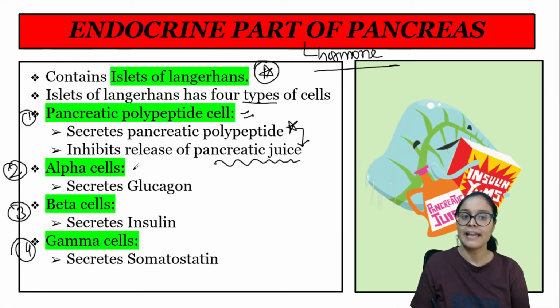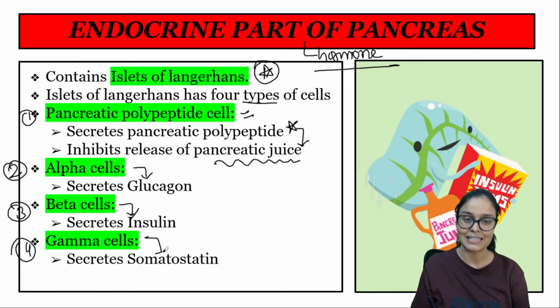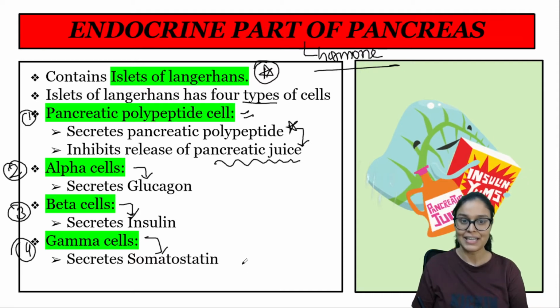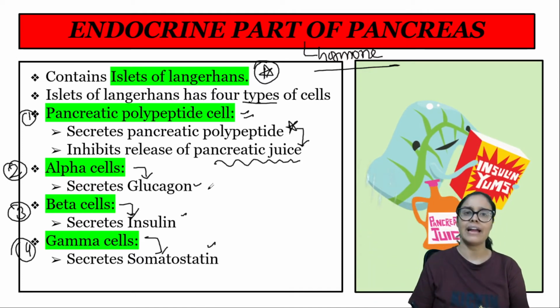Alpha cells secrete glucagon. Beta cells secrete insulin. Gamma cells secrete somatostatin. And what is their function? What is the function of these hormones? We will see it in the endocrine part, in the chemical coordination.